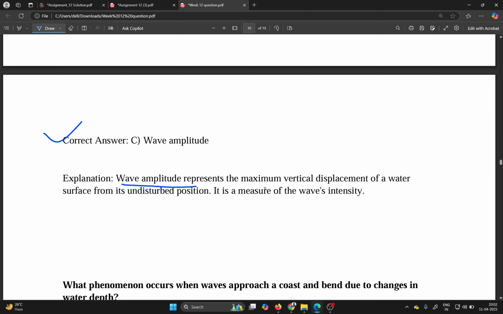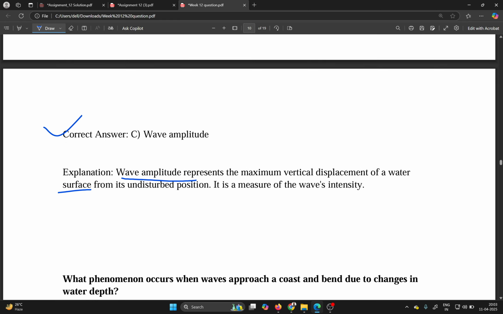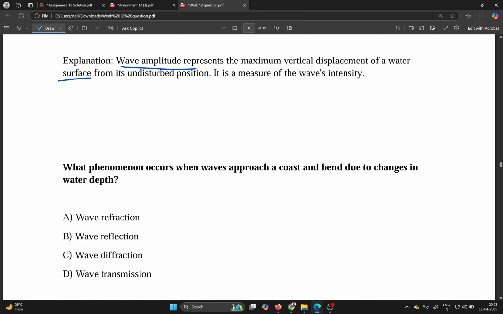The wave amplitude represents the maximum vertical displacement of a wave surface from its undisturbed position, and it is a measure of the wave's intensity. Next question. What phenomenon occurs when the wave approaches a coast and bends due to change in water depth? Wave diffraction, and the wave transmission.